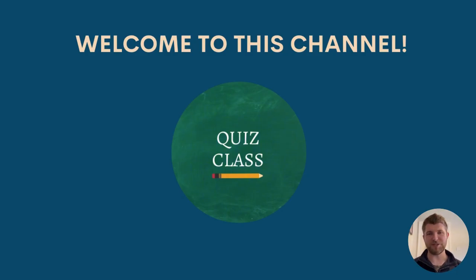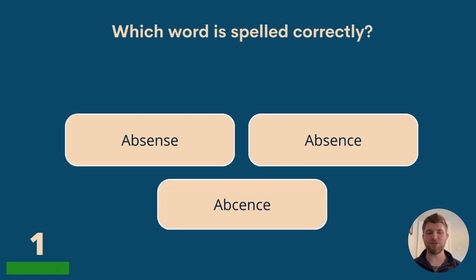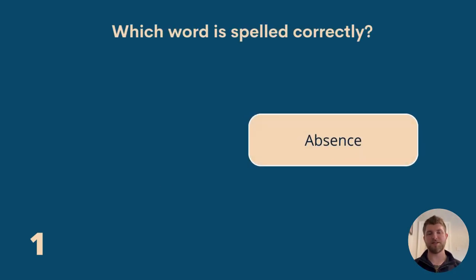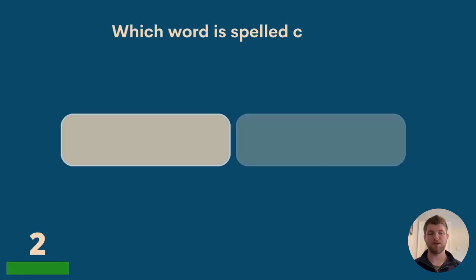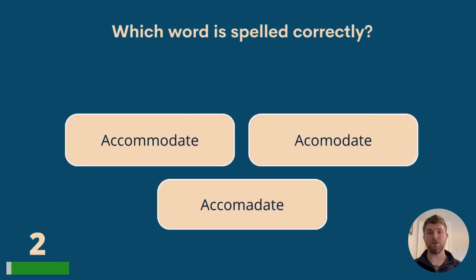There's 50 questions in this test asking you the correct ways to spell certain words. 50 questions, let's get started with question 1. Which word is spelled correctly of these below? So the word is absence. Which of those is the correct spelling of the word absence? The answer is that second option, A-B-S-E-N-C-E.